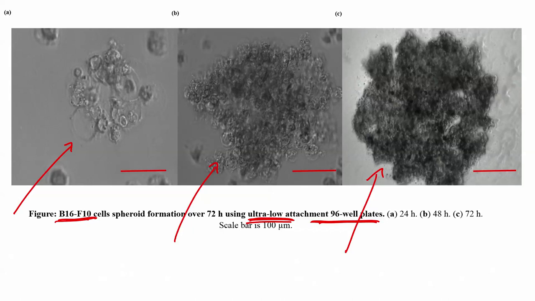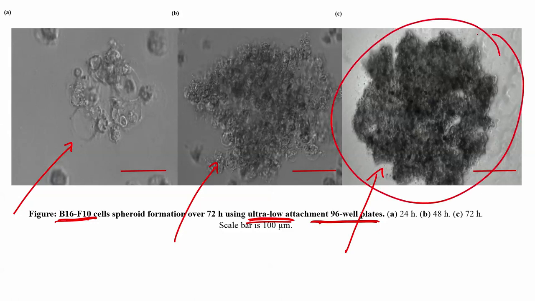Right, we will be loading this spheroid in our device and evaluate the efficacy of our drug. That's why we are understanding how a spheroid looks when it is formed from the cells, how it is formed, how much time it takes, right? So about 72 hours we can get a spheroid.